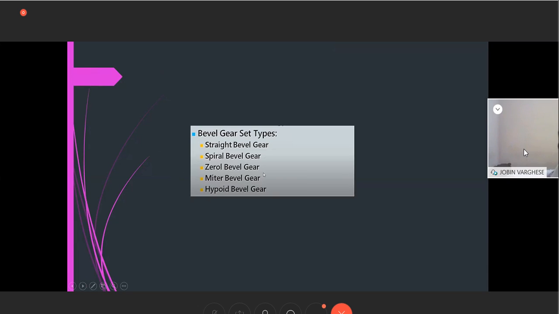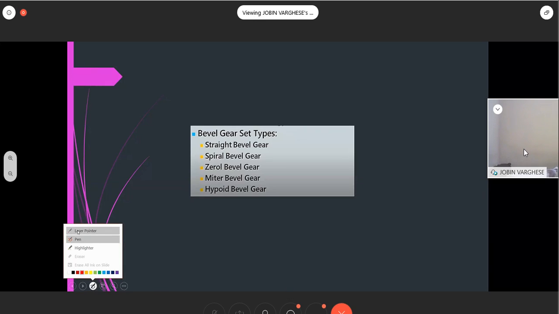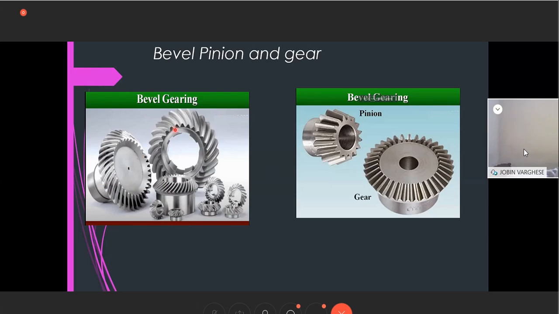Okay, so there are different types of bevel gear sets like straight bevel gear, spiral bevel gear, zerol bevel gear, miter bevel gear, and hypoid bevel gears. However, we are focusing only on the straight bevel gears since that is covered in our syllabus. Spiral bevel gears have more importance in practical applications, and zerol and miter bevel gears have different applications in different areas, where we are not covering the design of these in class. So first, coming to bevel gearing.